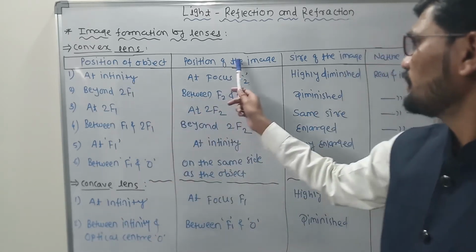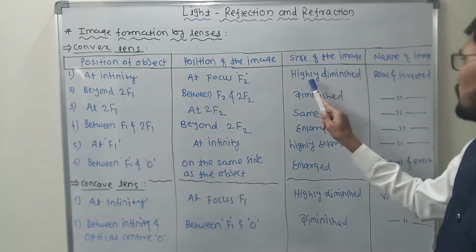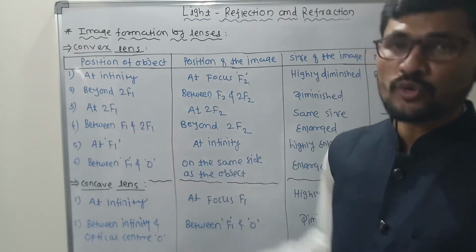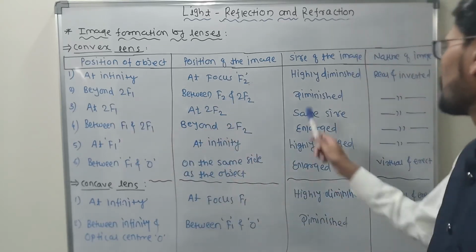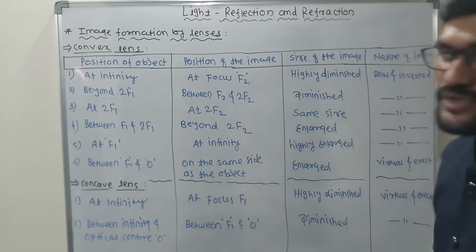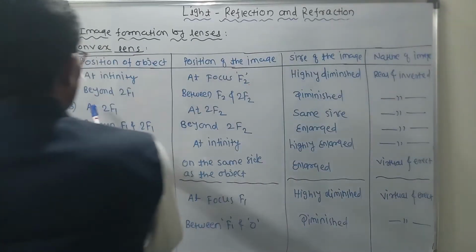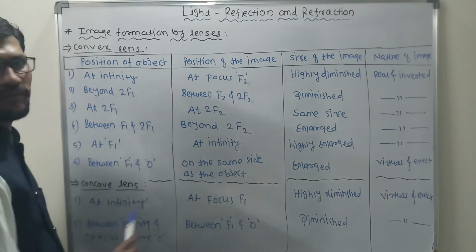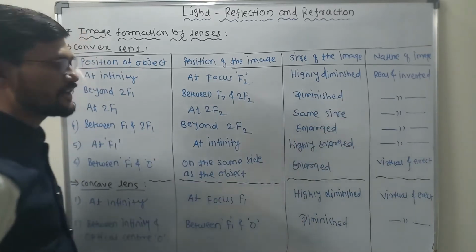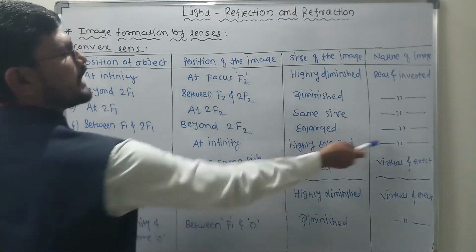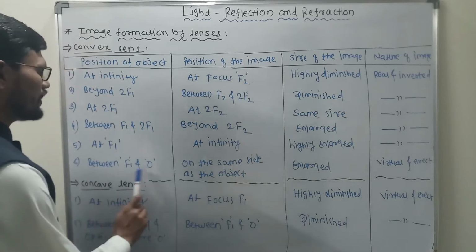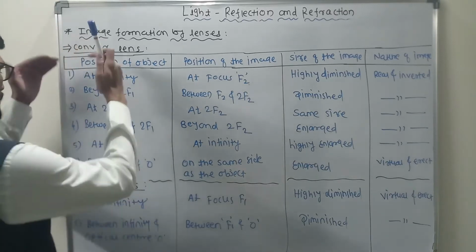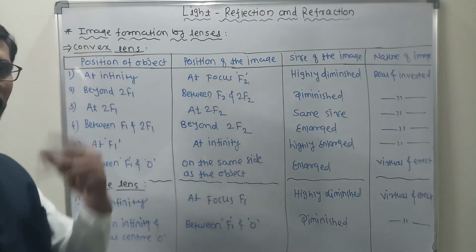First position, at infinity: the position of the image is at focus f2, the size of the image is highly diminished, and the nature of the image is real and inverted. Next, beyond 2f1: the image is between f2 and 2f2, the size is diminished, and the nature is real and inverted. At 2f1: the image is at 2f2, same size, real and inverted. Between f1 and 2f1: the image is beyond 2f2, enlarged, real and inverted. At f1: the image is at infinity, highly enlarged, real and inverted. Between f1 and O: the image is on the same side of the lens as the object, enlarged, virtual and erect. So these are the 6 cases for the convex lens.